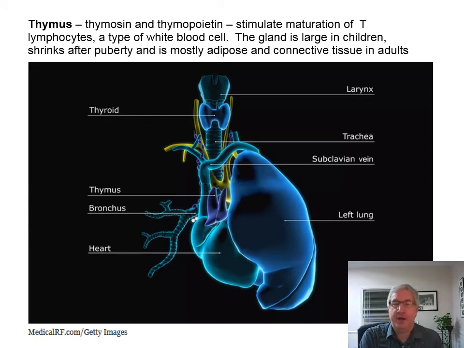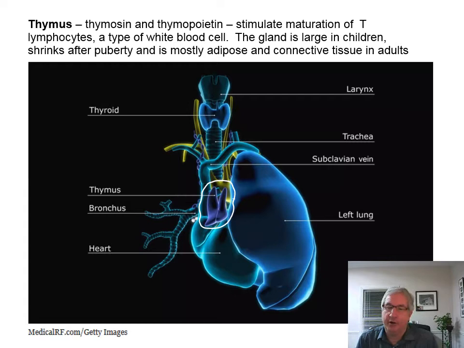Okay, now on to the thymus. The thymus produces thymosin and thymopoietin, which stimulate the maturation of T lymphocytes, which are a type of white blood cell. T cells are also called killer cells. They go and kill invading things that invade your body. This gland is large in children and shrinks after puberty. It's mostly adipose and connective tissue in adults. And here it is on this drawing. So this is your thymus gland here.